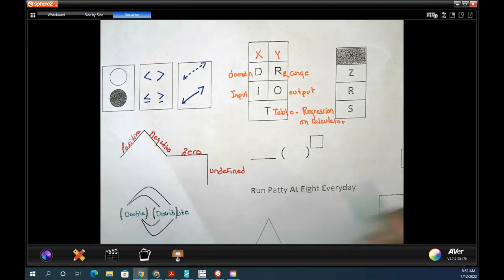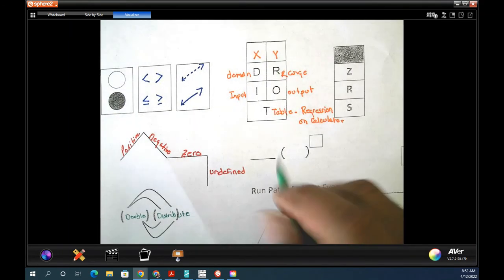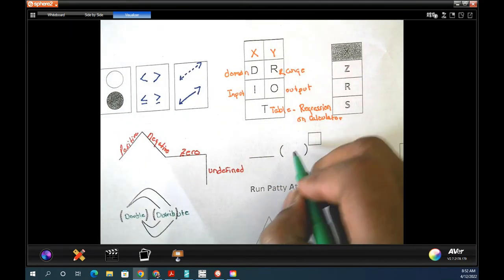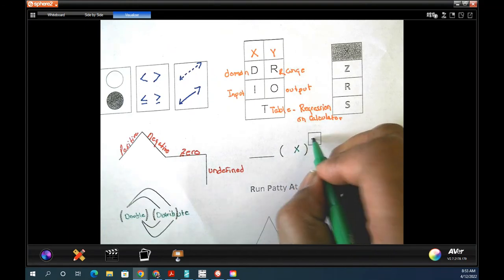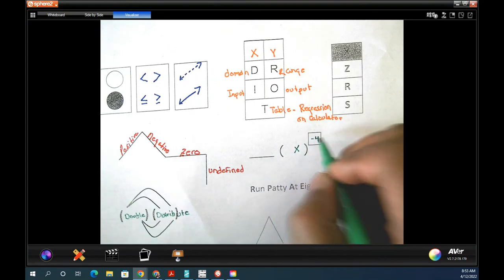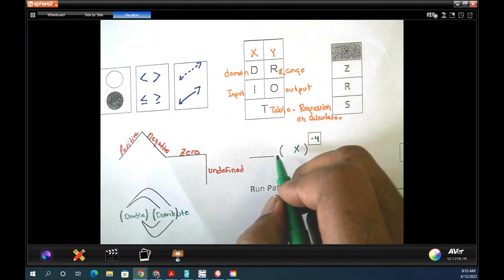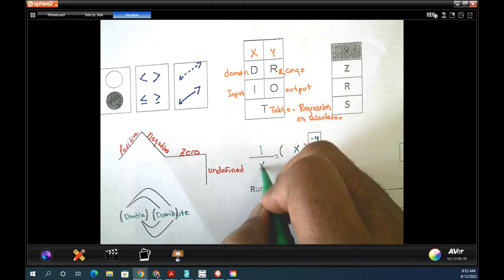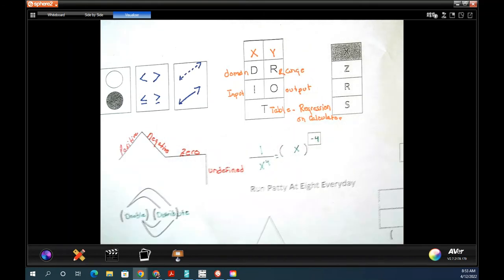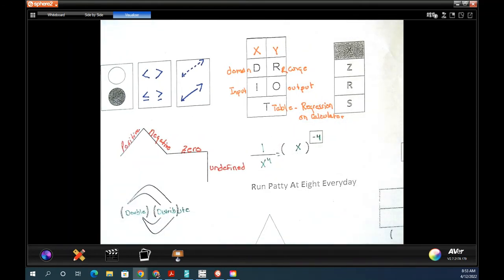Here's the deal. Anything, let's say we have x to the negative 4. That is equal to 1 over x to the 4. Remember, if we have a negative exponent, it goes to the denominator.